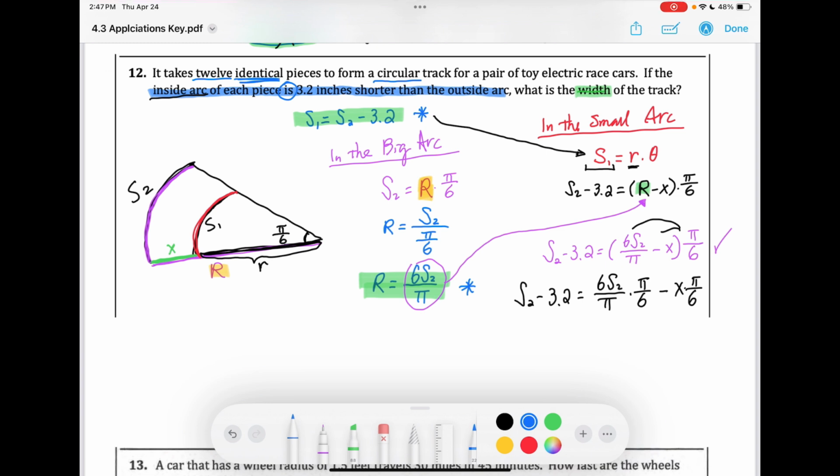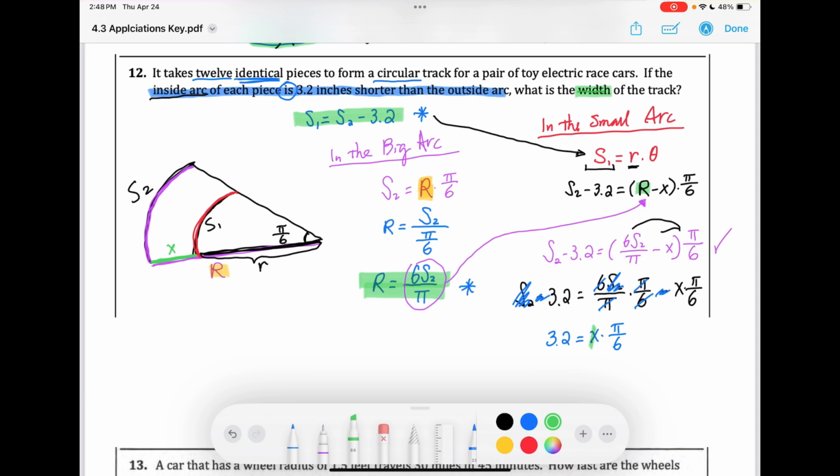Here comes our math housekeeping. Can I simplify? Yes. Pi and pi cancel out. Good. 6 and 6 cancel out. Good. Okay, what do I have left on both sides? Both sides have the S2, so I can cancel out S2. What do I have on both sides? I can drop it. So I have the negative, and negative can drop it. So what do I have left? I got 3.2, which is equal to x times pi over 6.